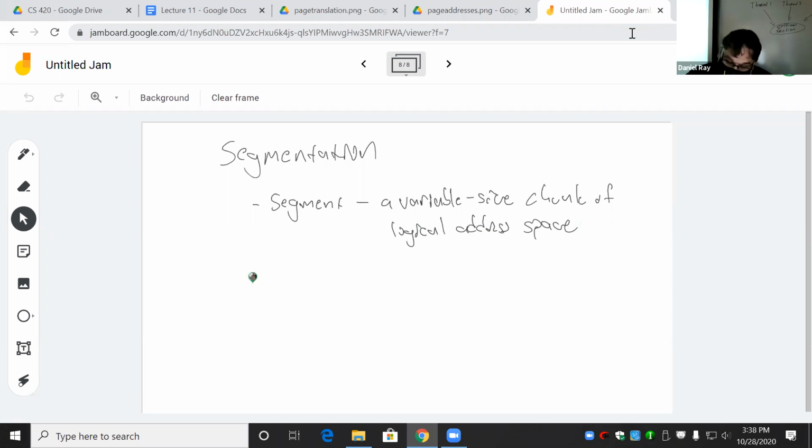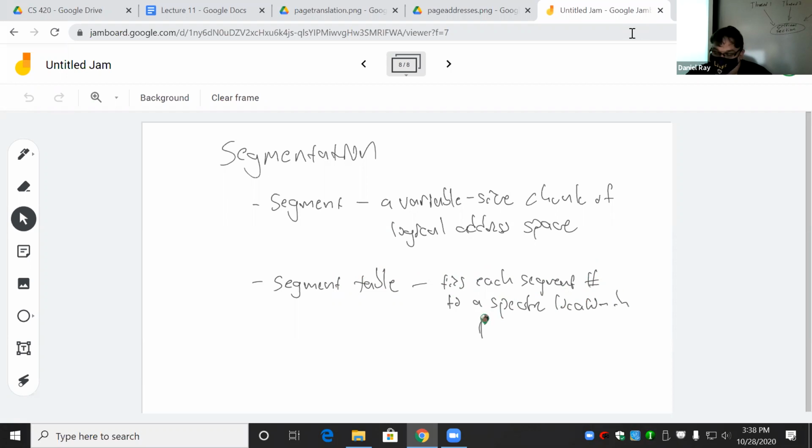We also need a segment table. Each process is going to have its own segment table that ties each segment, by segment number, to a specific location in physical memory.